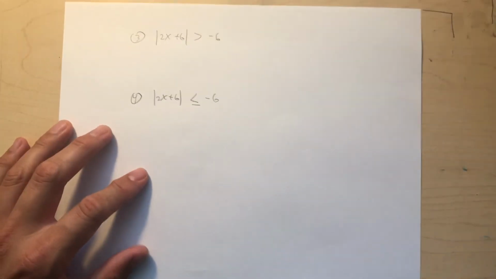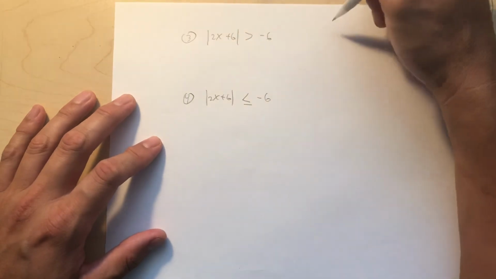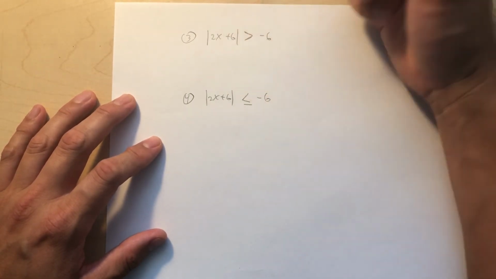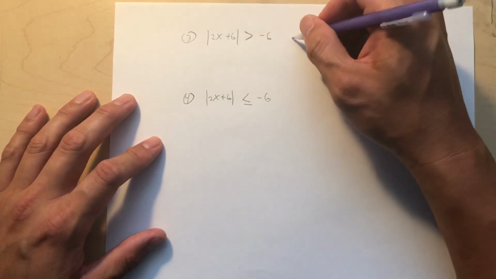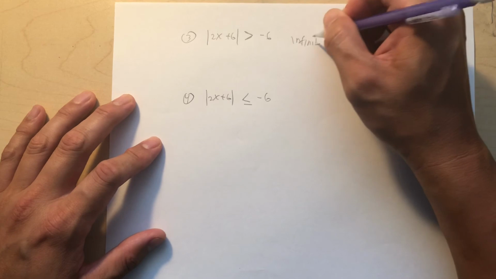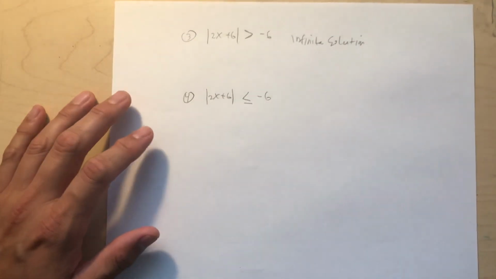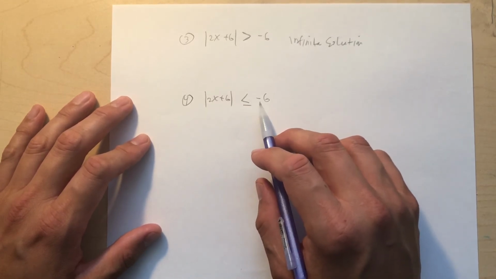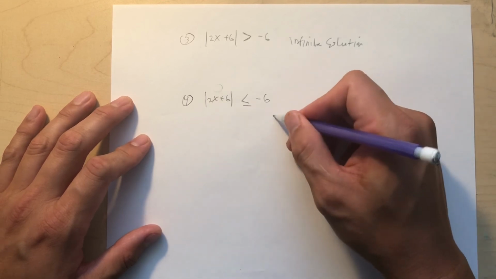All right, now, a couple more problems. For number 3, before you write your 2 equations, if it's greater than a negative number, you go, wait a minute, it could always be greater than a negative number. So this one is infinite solutions. Now for this one, how can it be less than a negative number? Because this can always turn out positive no matter what. So this one has no solution.